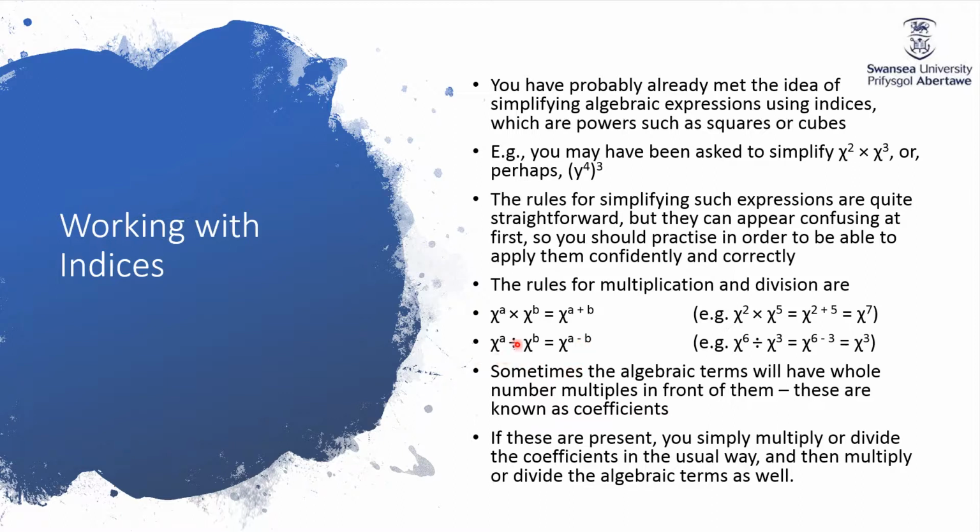When dividing, we subtract indices. So x to the power of a divided by x to the power of b equals x to the power of a minus b. Here's an example. X to the power of 6 divided by x to the power of 3 is the same as writing x to the power of 6 minus 3, which is the same as writing x to the power of 3.